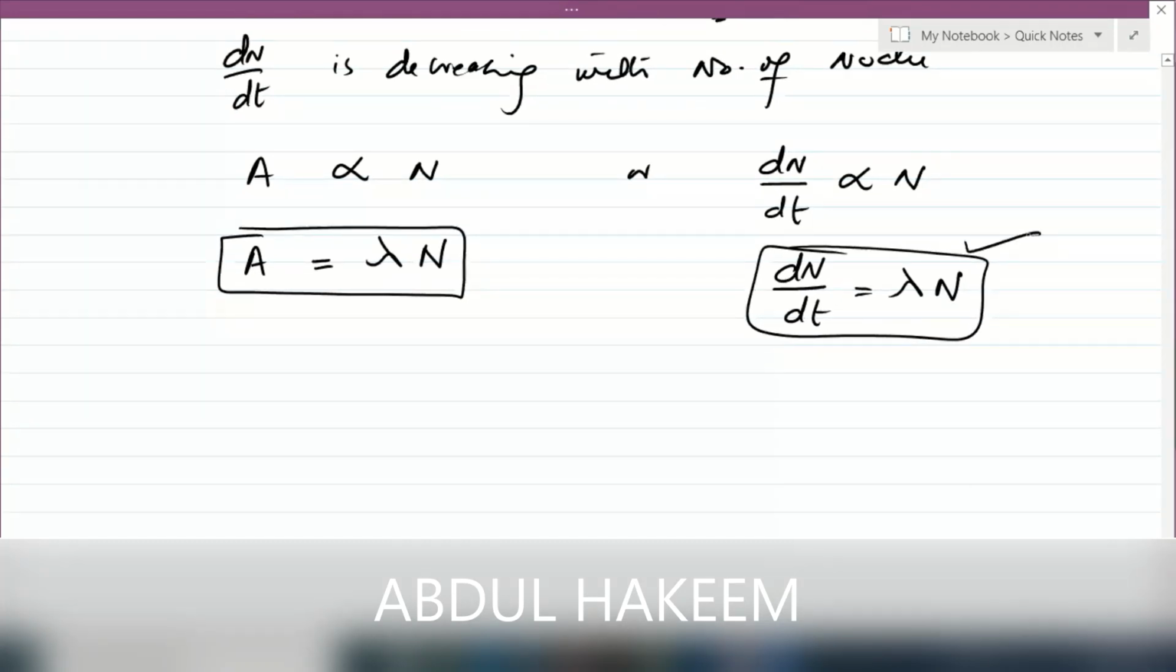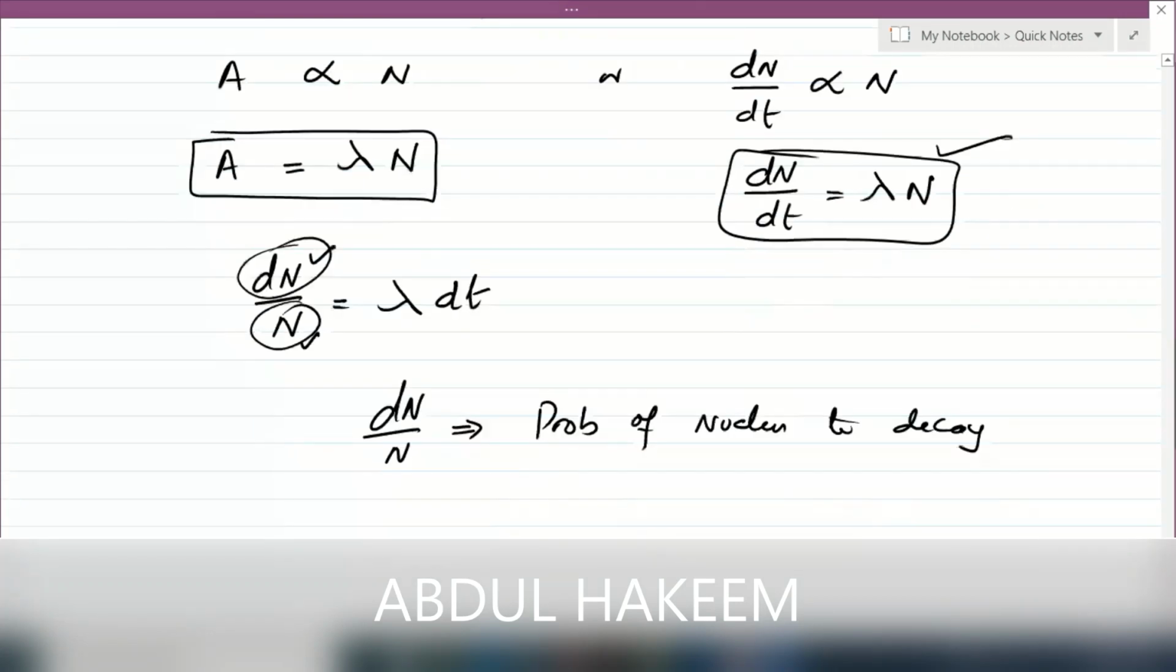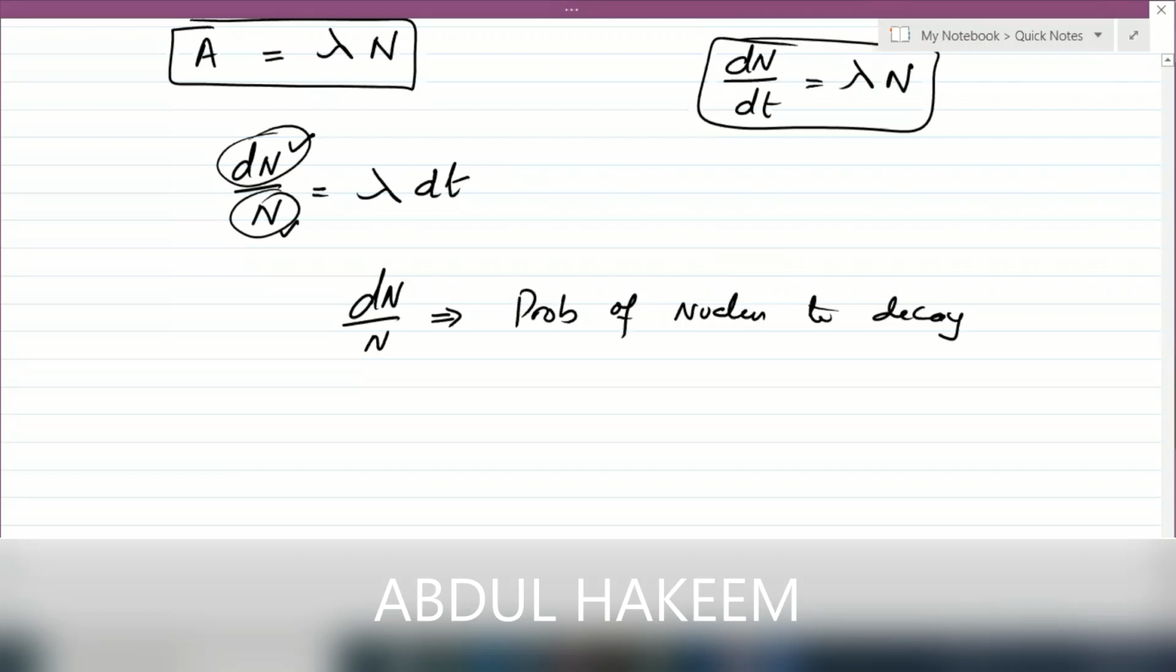Now from this, we can write dN over N is equal to lambda dt. And this dN is actually the decrease in the number of radioactive nuclei, and this N is the total number of radioactive nuclei present. So dN over N is called the probability of a nucleus to decay, because this is the total number and this is the decaying number. So the probability of any nucleus decaying is lambda times t, the decay constant multiplied by time t.